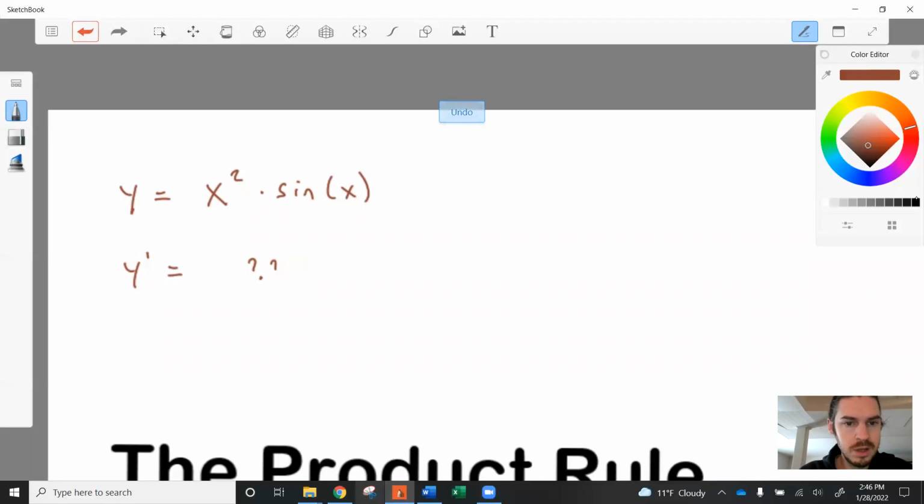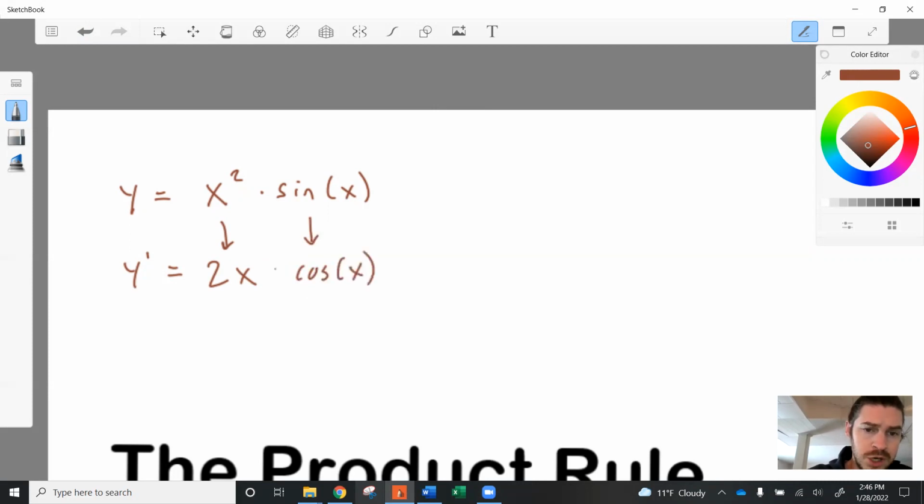Let me show you the most common mistake on this subject. Well, I know how to do the derivative of x squared. This one is 2x. I just learned the derivative of sine. I heard that that's cosine. So should I just multiply those together? No. No, this is incorrect.